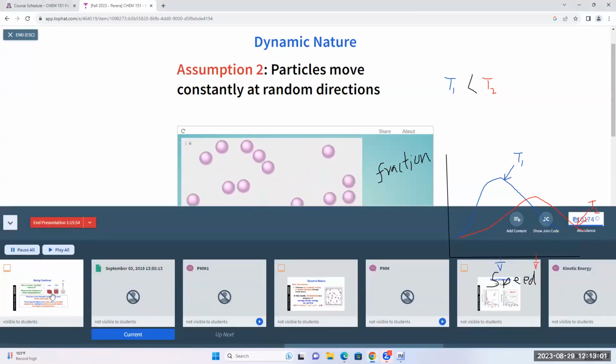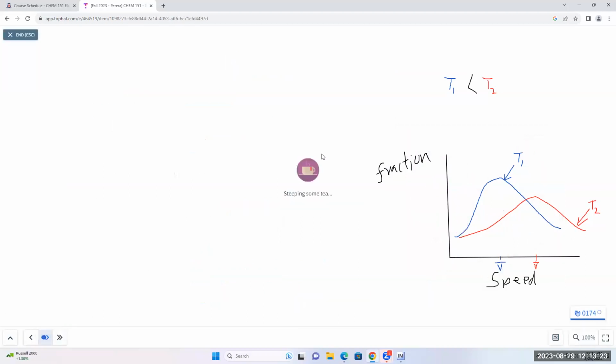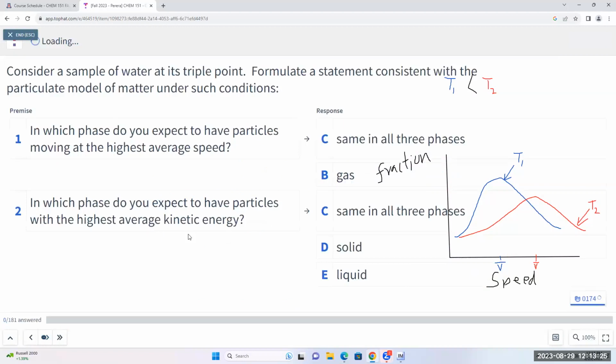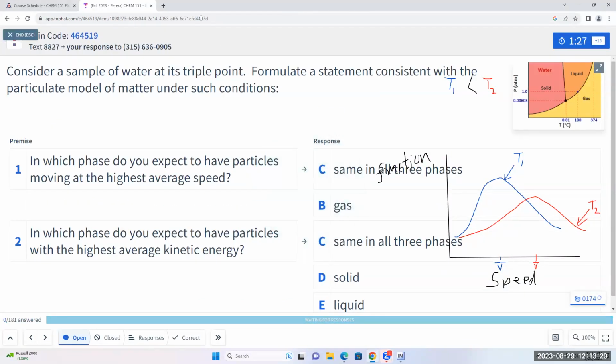Anyway, I'm going to keep this here for the moment. I have 2 more minutes. Give me a second. All right. So assumption 2, the particles move constantly in random directions. With that, we define temperature as the measure of the average kinetic energy per particle. Now, here's the last question we're going to do today. Let's think about water at its triple point. What I want you to do is determine the answers to these 2 questions.